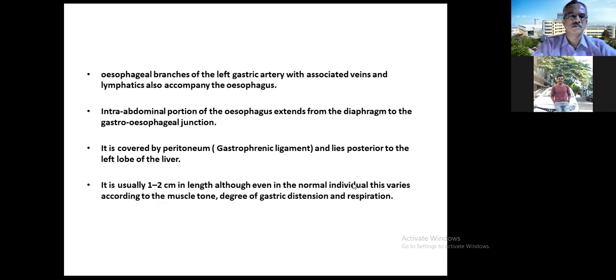Along with the esophagus, the esophageal branches from the left gastric artery are being accompanied. The intra-abdominal portion of the esophagus extends from the diaphragm to the gastroesophageal junction, where it is attached by the gastrophrenic ligament, and it is related to the left lobe of the liver. The length of the intra-abdominal portion of the esophagus is approximately 1 to 2 centimeters, which varies from individual to individual.